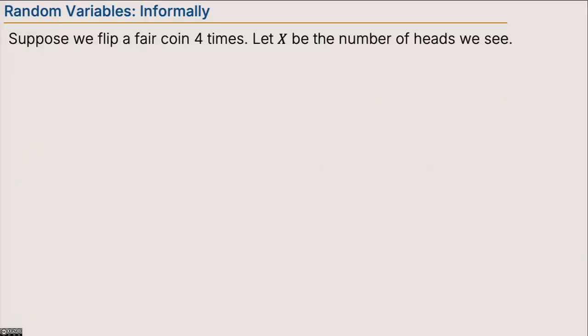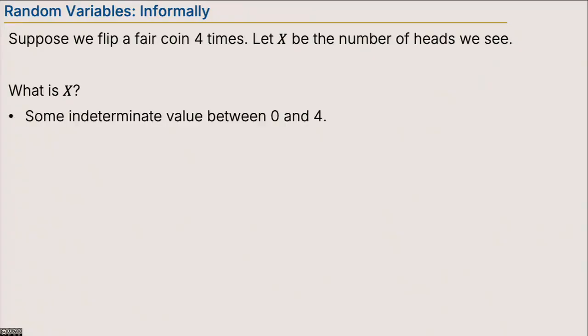I'm going to talk informally about where they even come from before I introduce them formally. Let's suppose that we're flipping a coin 4 times, and we'll say X is the number of heads that we will see in that process. So what is X? What is this thing? Well, I can tell you just informally that it's some number between 0 and 4. I don't know which of those numbers, but it's definitely one of them. And I can start to do kind of like algebra with this fuzzy thing.